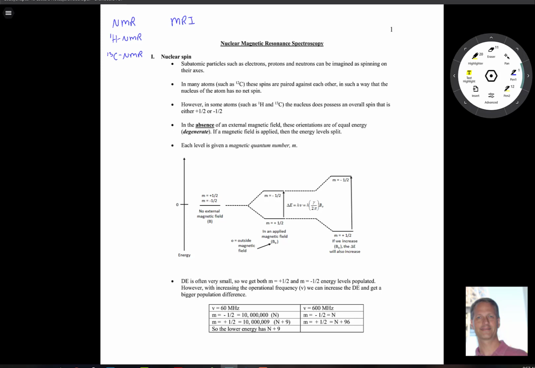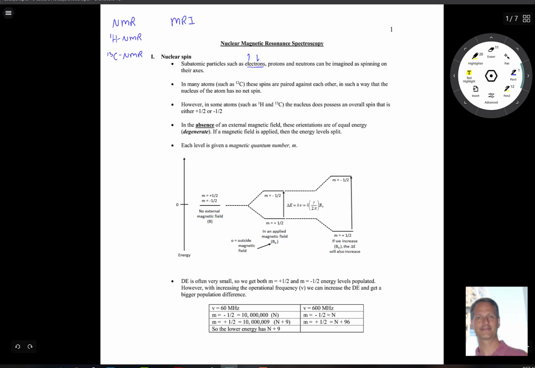It needs a magnetic field. It needs radio frequencies, and we need to see resonance occurring. Right, so let's talk about nuclear spin here. It turns out that subatomic particles, like electrons, remember we talked about electrons, they could have spin up or they could have spin down, right, up or down. Protons and neutrons can be imagined as spinning on their axes also. Right, so they're rotating around.